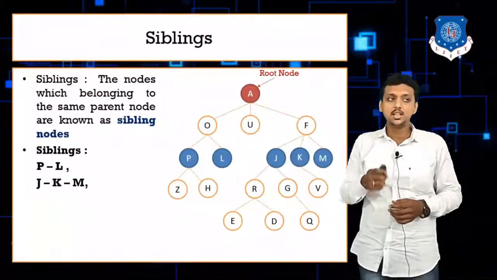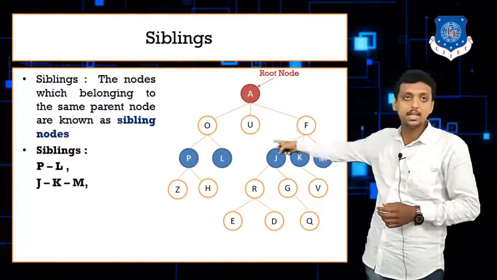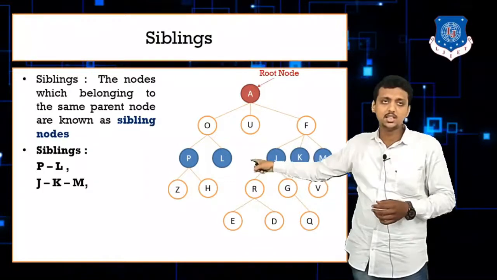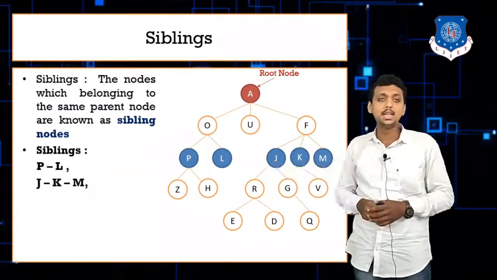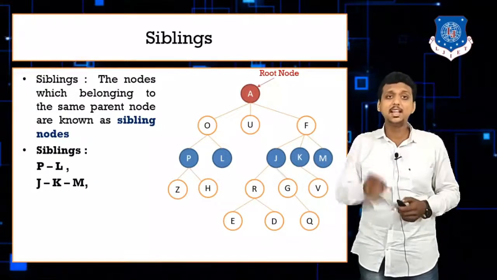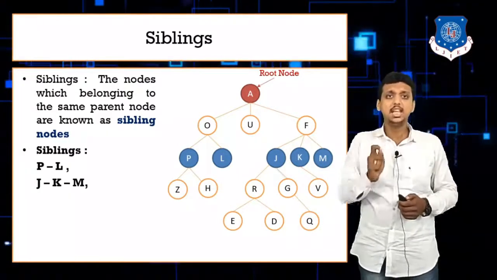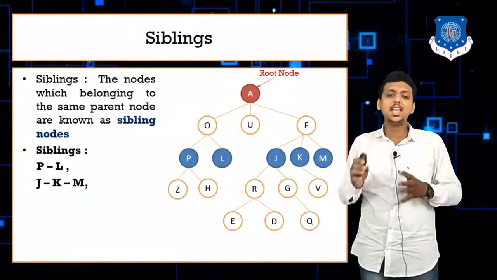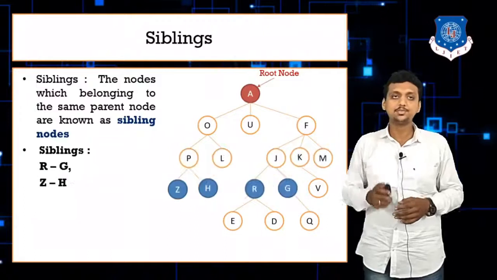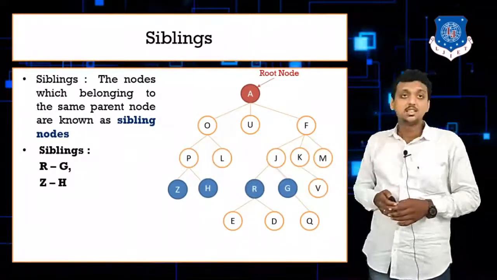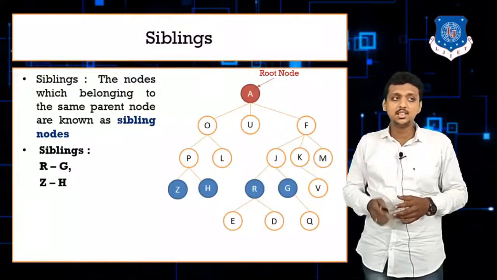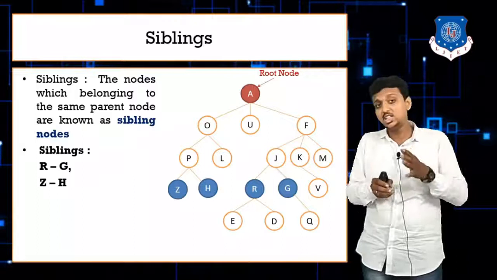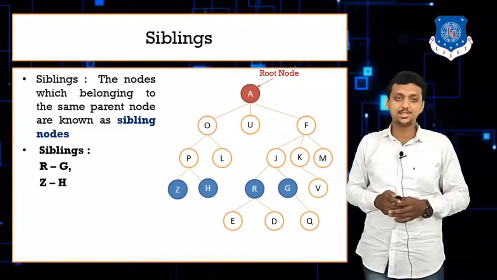Next, P and L both contain the same parent, so P and L are known as siblings. Same like that, J, K, M all three nodes contain the same parent, so J, K, M are known as siblings of each other. Here, Z and H are siblings, and R and G are also siblings of each other.